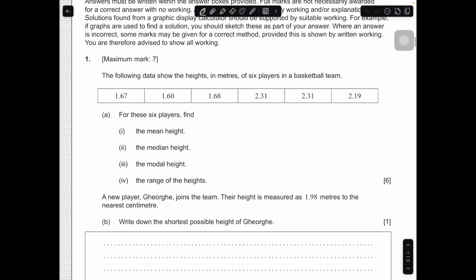Here we go. Starting off with a statistics question. The following data show the heights in meters of 6 players in a basketball team. And then here we have the heights. Part A asks us, for these 6 players, find the mean height, the median height, the modal height, and the range of the heights. So kind of a straightforward question to begin with, by and large.